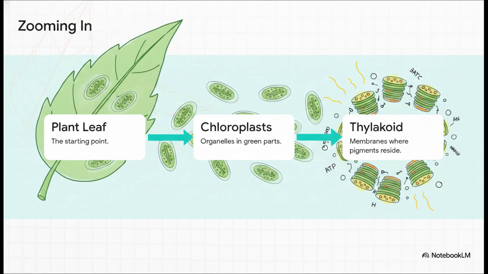Step 1, we start at the plant leaf. पत्ते से शुरू करते हैं. Step 2, inside the green parts of the leaf cells we find these specific organelles called chloroplasts. And then, step 3, zooming all the way in, inside the chloroplasts, we reach the thylakoid membranes. यही thylakoid membranes, chloroplast के अंदर वो exact surface हैं जहाँ पर light-absorbing pigments मौजूद होते हैं. This is where the light reactions actually take place.